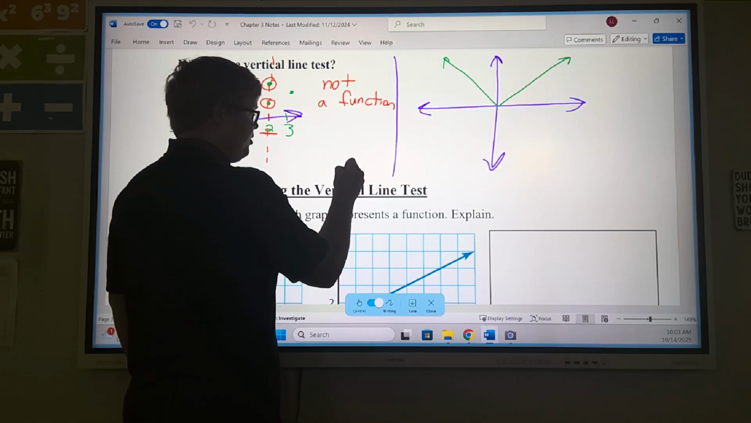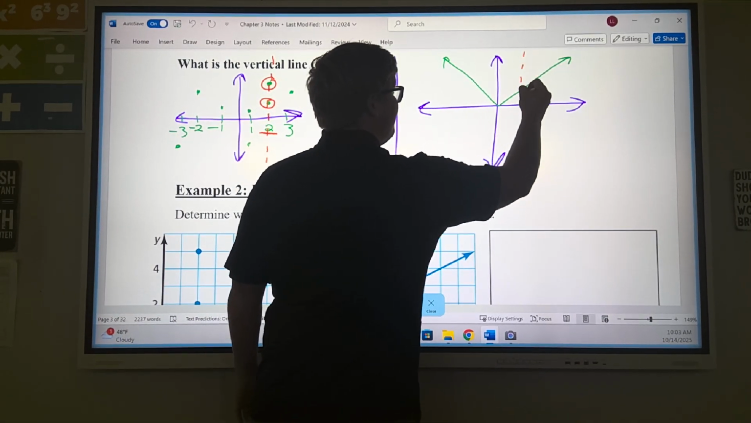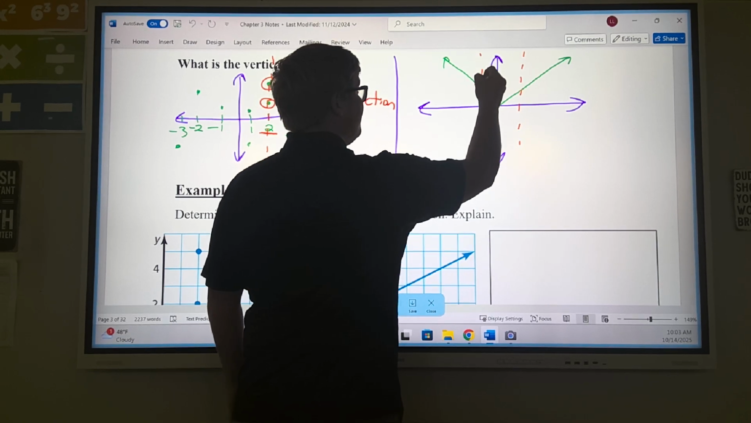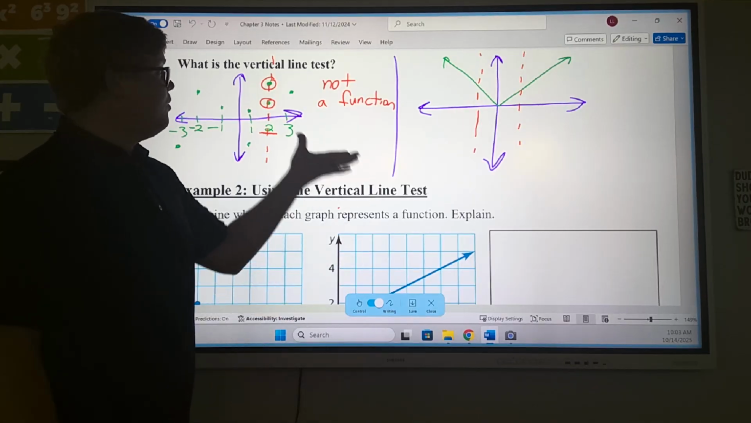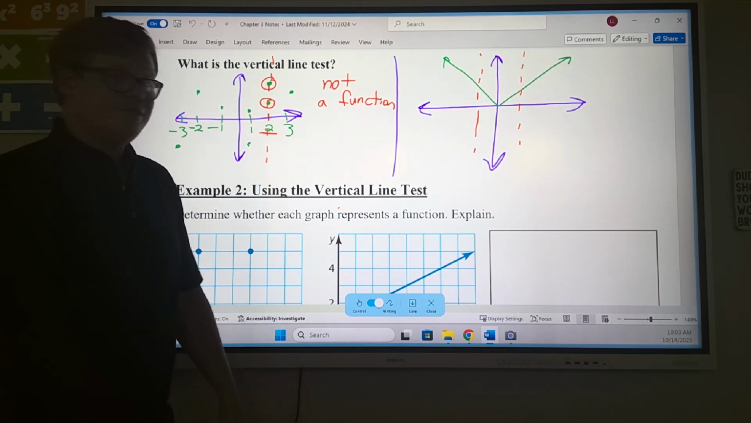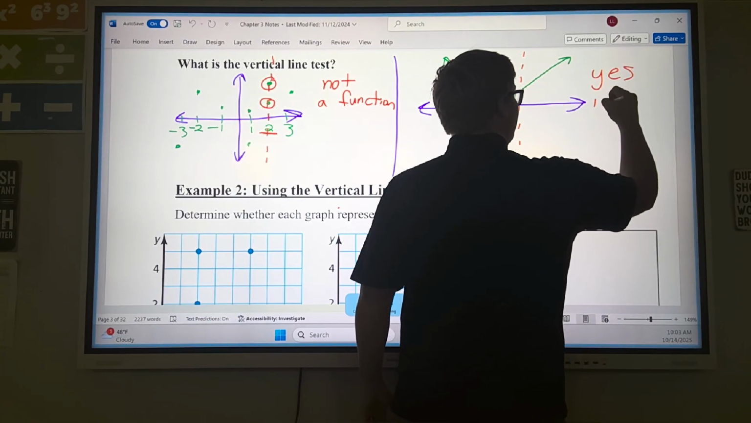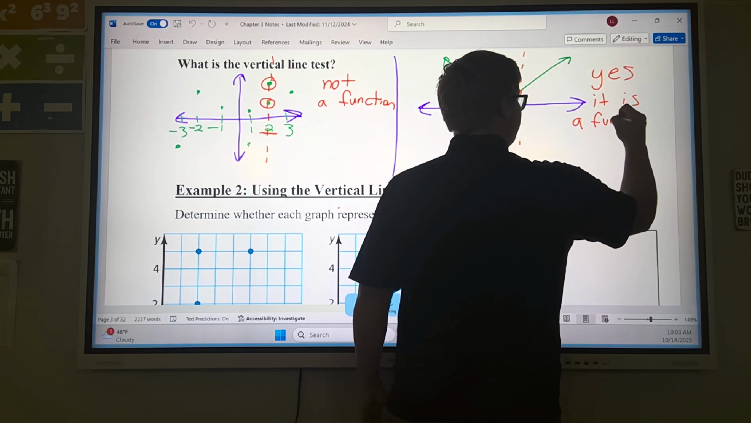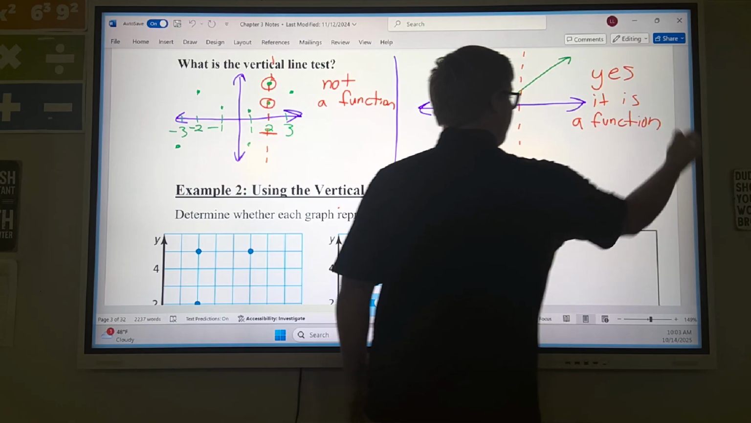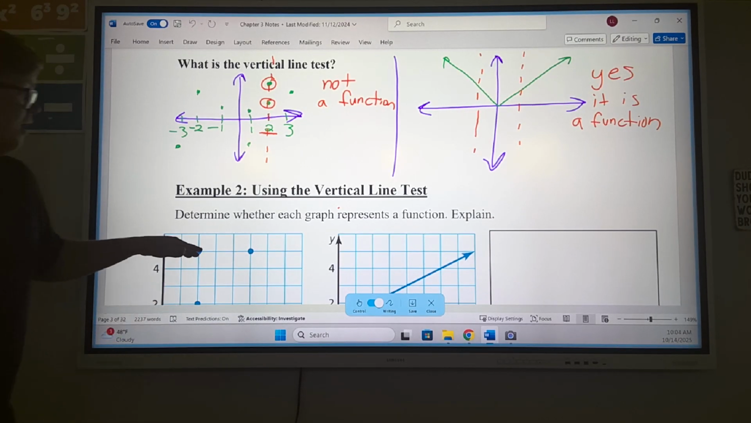Okay, in this situation, we draw our vertical line pretty much anywhere. Let's draw it over here. We know that the same x value is not going to be used more than once, so it does pass our vertical line test, so it is a function. So yes, it is a function. So that's what the vertical line test is used for. We're going to try it out on a couple of these graphs down below.